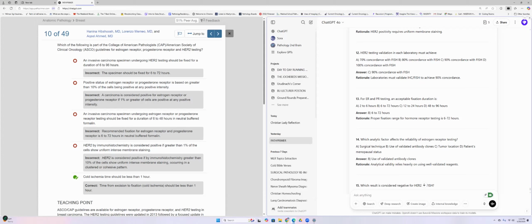If you have a lot of 3 pluses, out of all your 3 pluses, only 10 are positive in FISH. Then there's a problem with your IHC staining.